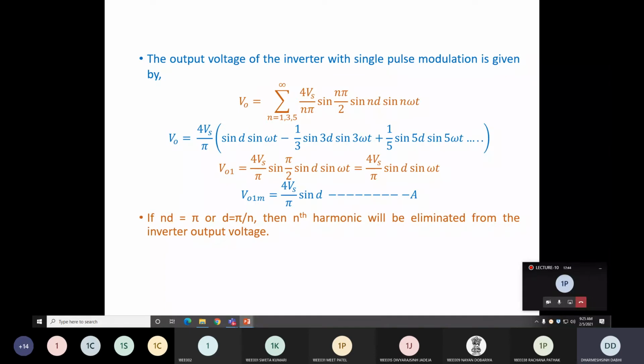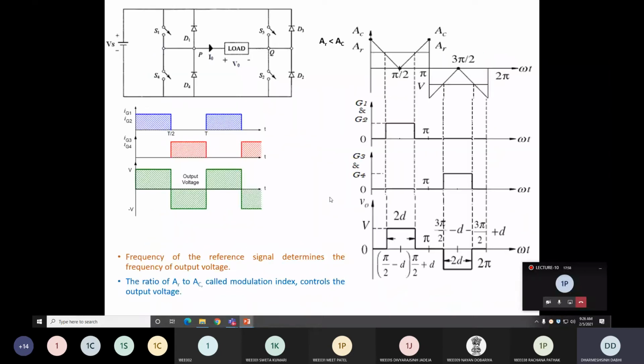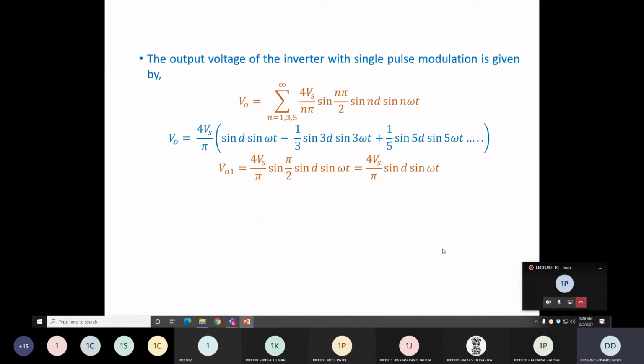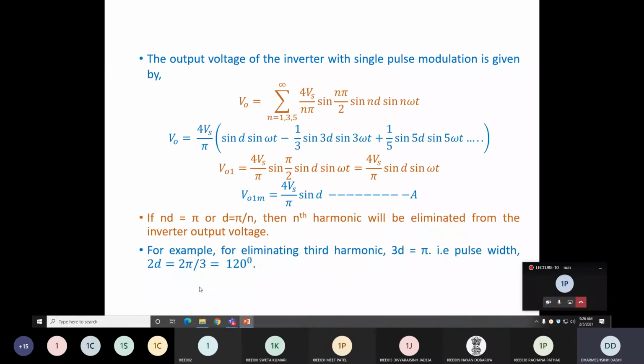With an example, suppose you want to remove the third order harmonic, so it means n is equal to 3. So the width d is equal to what? Pi by 3. It means 2d is equal to what? 2 pi by 3. It means in this output voltage, suppose this is the 2d width, so this width must be 120 degrees if you want to remove the third order harmonic. Okay. So if you do the Fourier analysis of this output voltage for 2d equal to 120 degrees, then you get zero third order harmonic. You can also check it by MATLAB simulation. If you set the width 2d equal to 120 degrees on the output side, you get zero value of the third order harmonic.